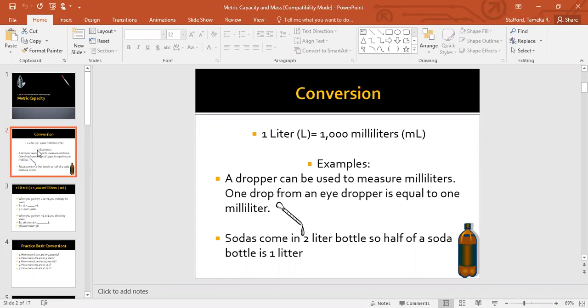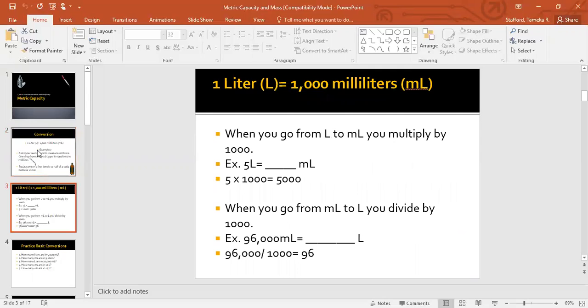So a dropper can be used to measure milliliters. So think about an eyedropper, okay? So an eyedropper, 1 drop is equal to 1 milliliter. Sodas come in 2-liter bottles. So half of a soda bottle is 1 liter.